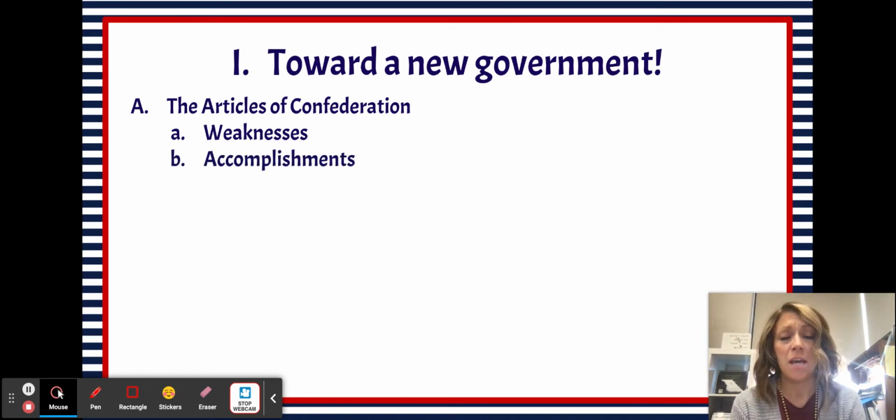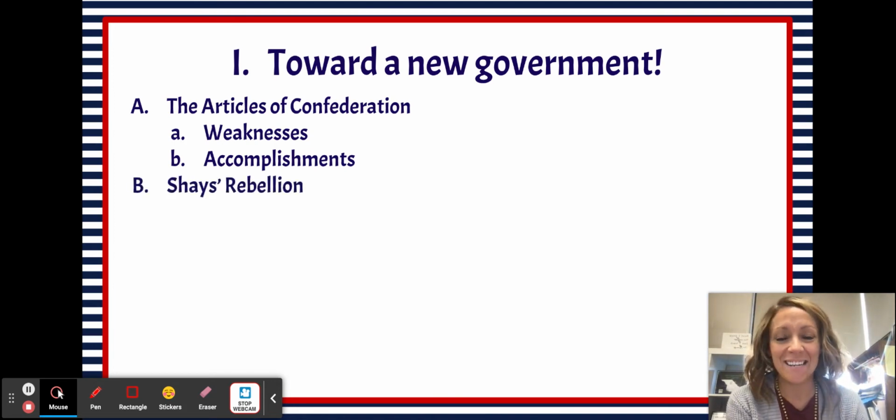There were some good things that came from the Articles of Confederation. The Articles were able to establish a peace with Great Britain. So that was one big accomplishment of it. We signed the peace treaty with Great Britain under the Articles of Confederation. That's a good thing. The Articles also provided the ability for the federal government to expand in two different ways. We have the Ordinance of 1785 and the Northwest Ordinance of 1787. So those were two things that allowed the country to expand and become closer to what we would recognize as the United States today.